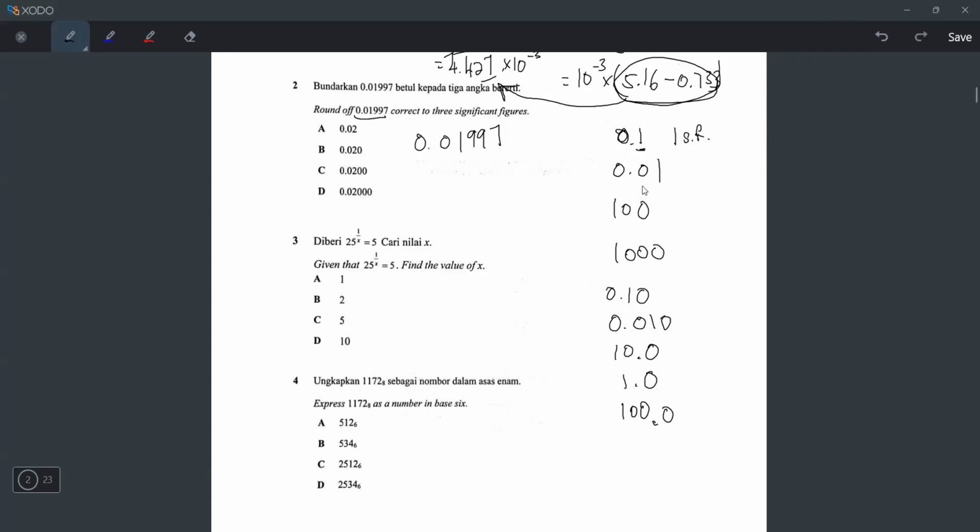Let's go to the next one. Same rule applies. The 0 in front you will never count it. So this we won't count it, this we won't count it. So same thing, we only have one significant figure. Let's go to the next one.